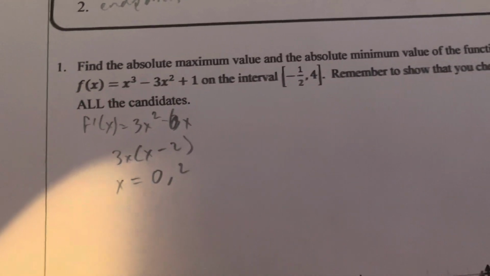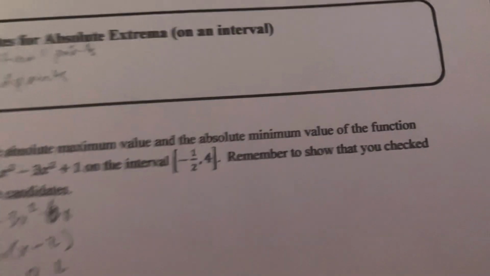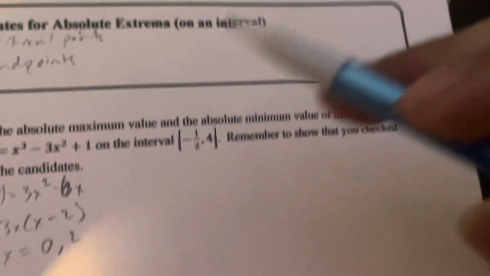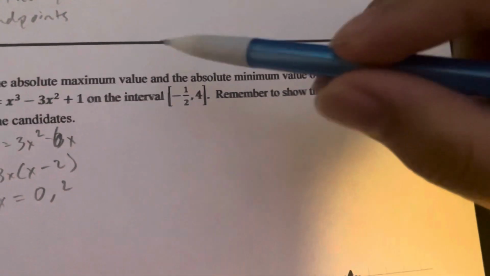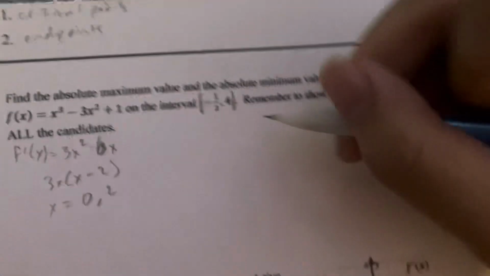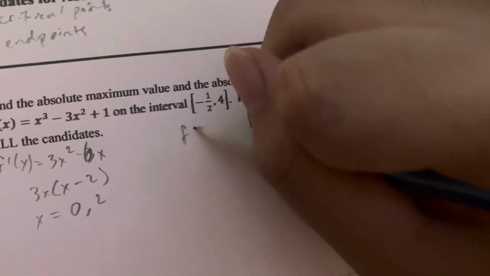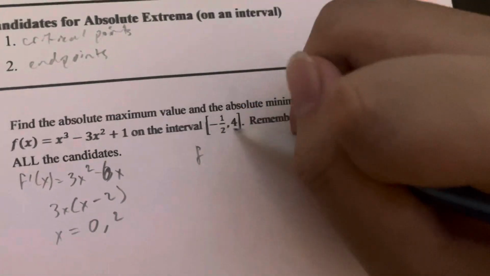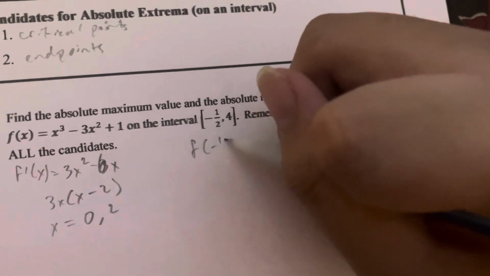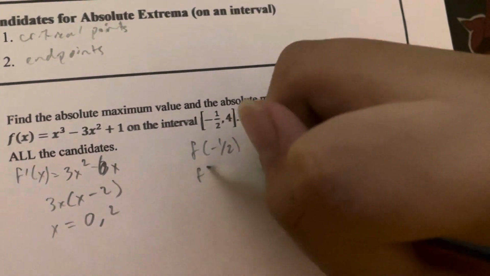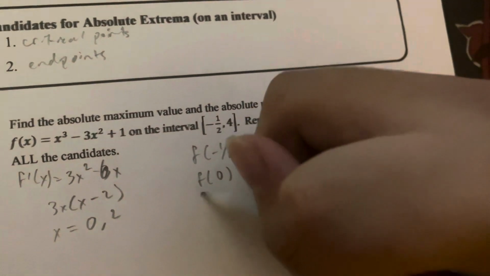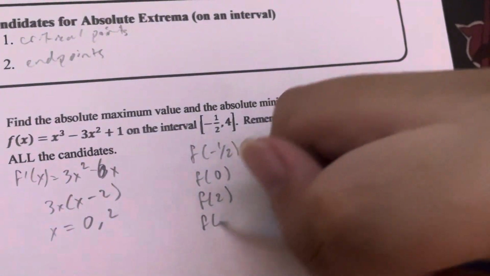So those are the critical points, and then these are the two endpoints. So the candidates are f of -½, f of 0, f of 2, and f of 4.